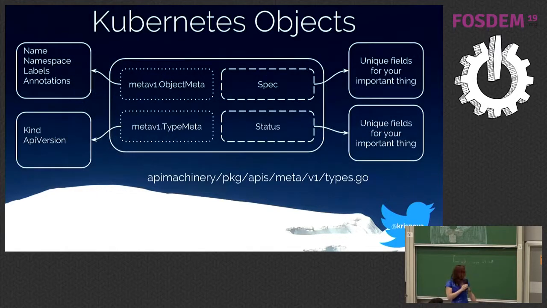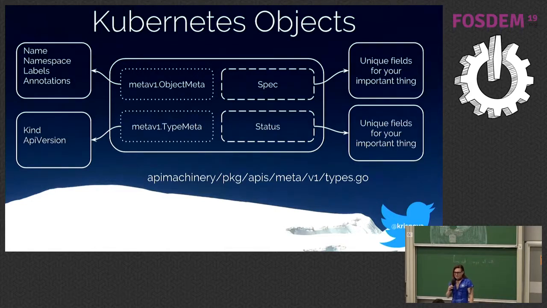OK, so if we look at a Kubernetes object a little bit more in detail here, we're going to look at what these nested structs and these nested things are. And these are embedded into the broader object. So in the middle, the larger square, this would be some Kubernetes object. This could be a pod. This could be a deployment. This could be something you and your team wrote that is important to you and your organization.